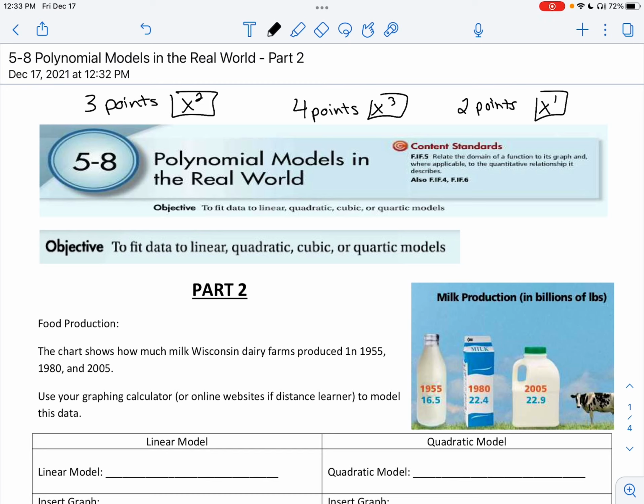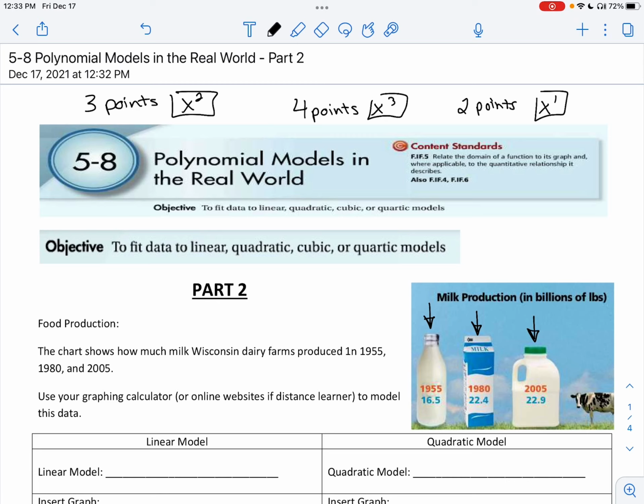All right, so let's talk about polynomials in the real world. We are going to go ahead and try to fit data to linear, quadratic, cubic, or quartic models. And we're going to take a look at our first application problem, and it's about food production. This chart over here, it's not really a chart, it's more of a picture. But if you look over here, this chart shows how much milk Wisconsin dairy farms produced in 1955, in 1980, and in 2005.